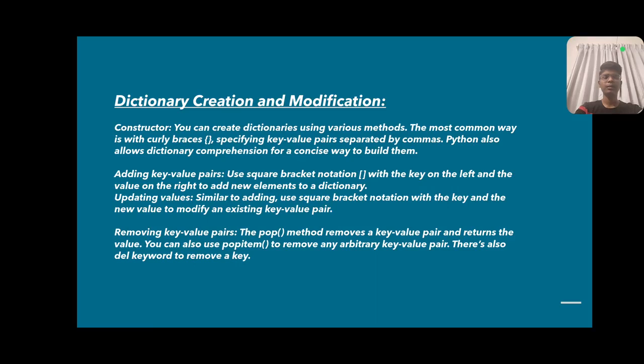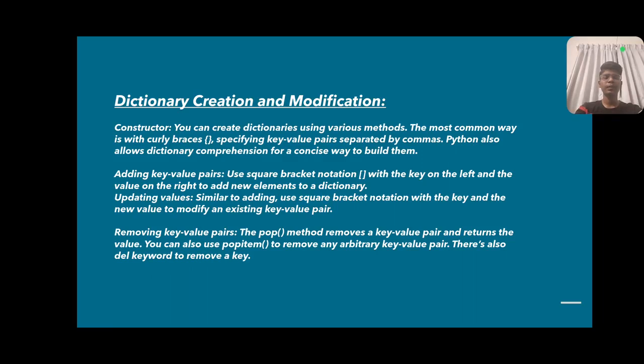Dictionary creation and modification. Constructor. You can create dictionaries using various methods. The most common way is with curly brackets, specifying key value pairs separated by commas. Python also allows dictionary comprehension for a concise way to build them.